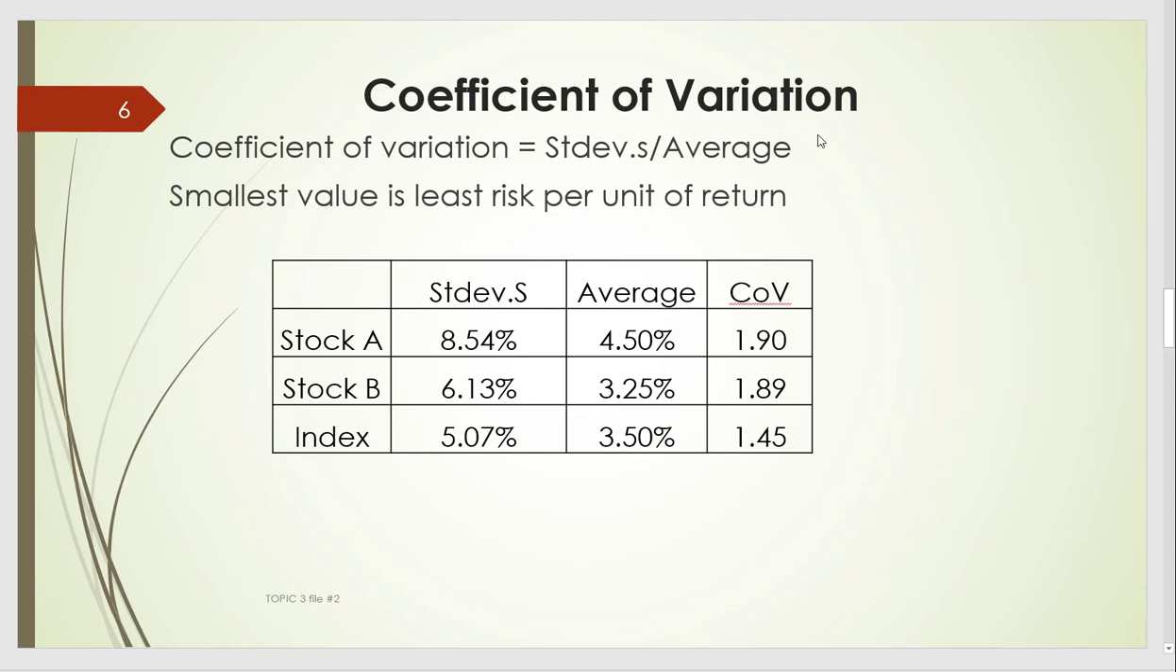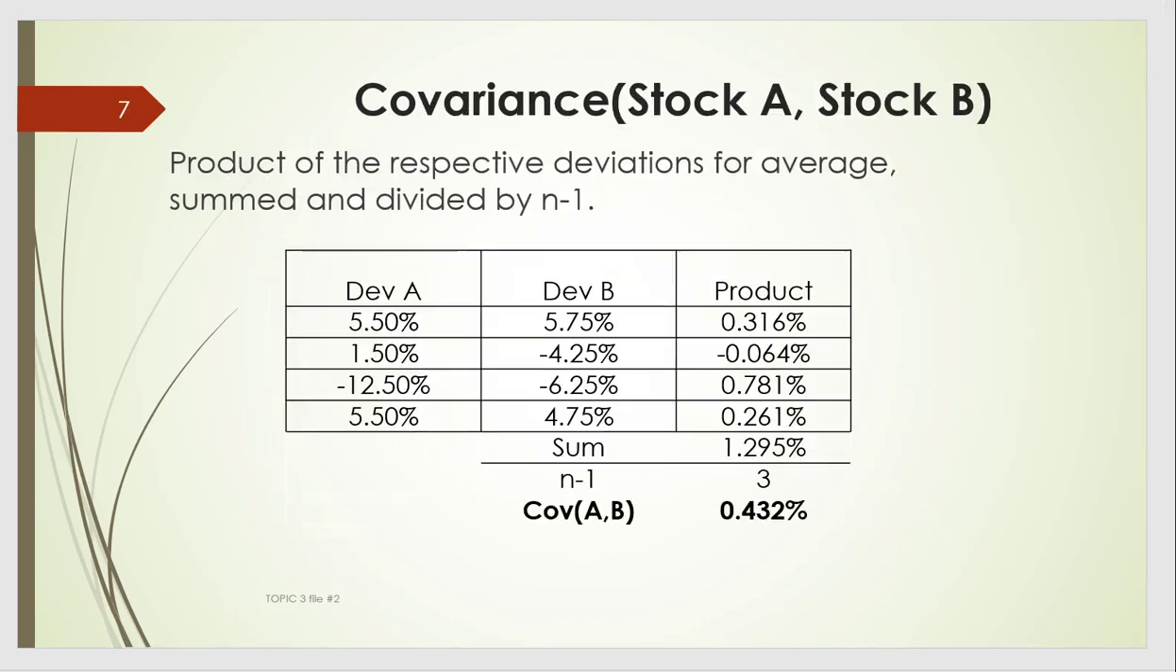Do the same calculation, standard deviation divided by average, for B and for the index. For B it's 1.89. They're both about equally risky, even though the risk is smaller for B, so is the return. We look at the index, it's 1.45. The risk is about 1.45 times the return as opposed to 1.9. So the index is giving you more reward for the risk you're taking. The other two are more risky, let's say, than the industry average or index that we're using.